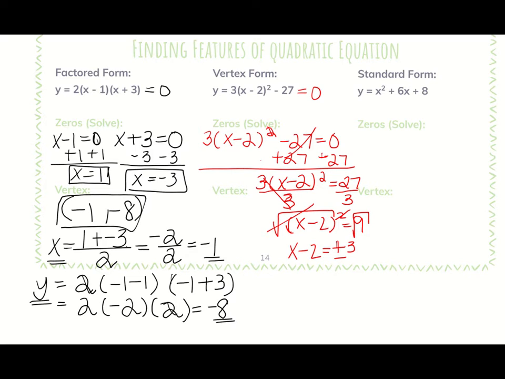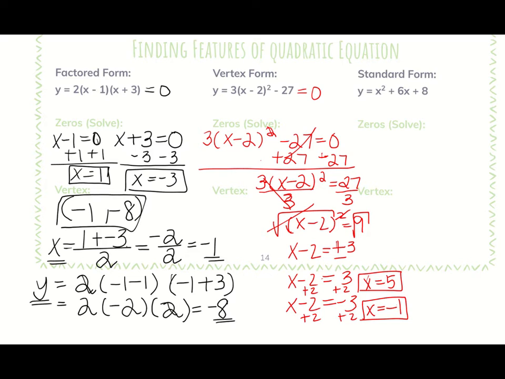So this is not done yet, because I don't know what x is. It really sets up two equations: x minus 2 equals positive 3 and x minus 2 equals negative 3. Going through and solving, I would add 2 and then add 2, which would give me x equals 5 and x equals negative 1. Both are valid solutions. Those would be my two x-intercepts. So I solve by taking the square root.